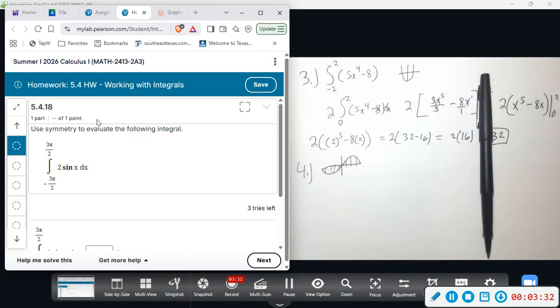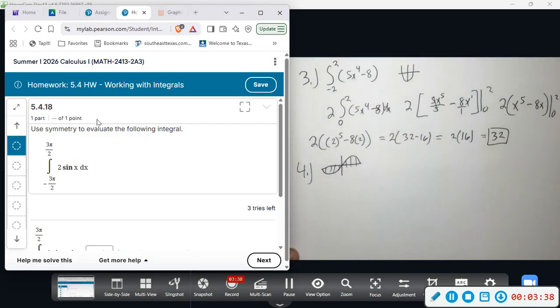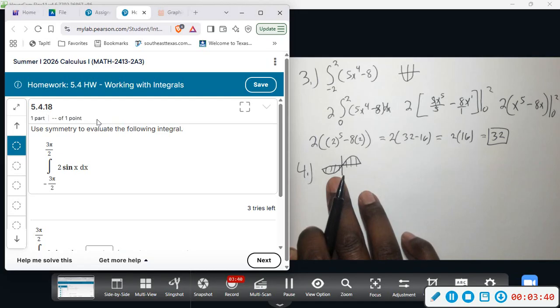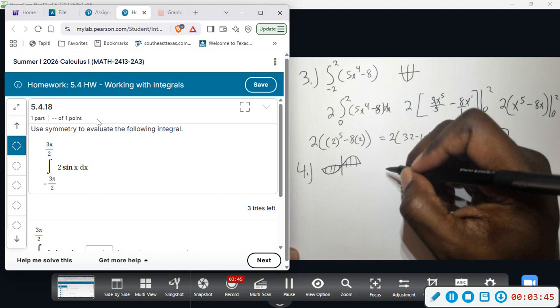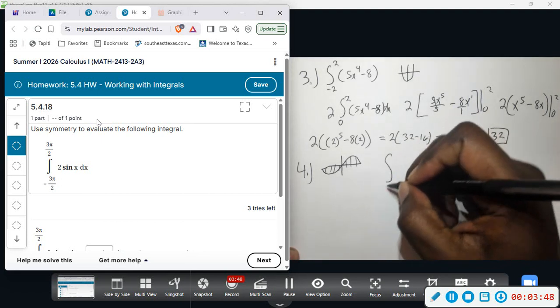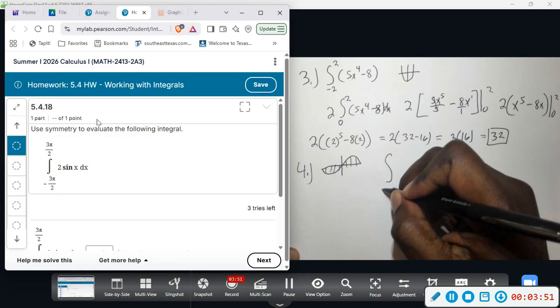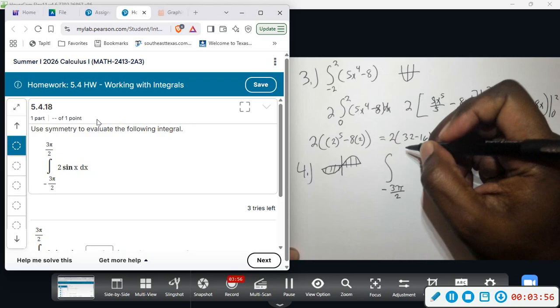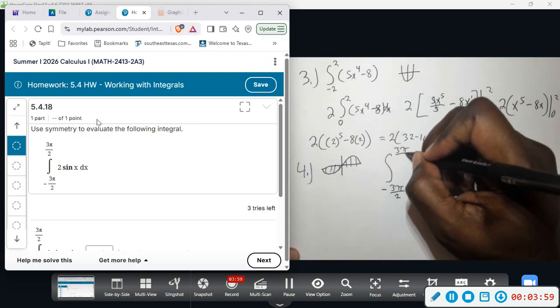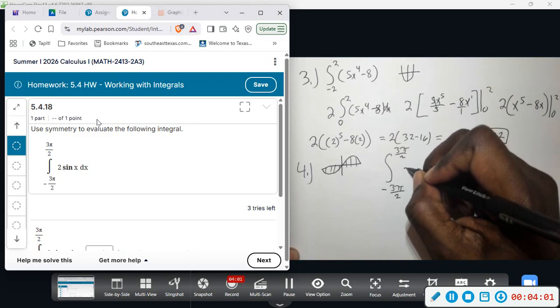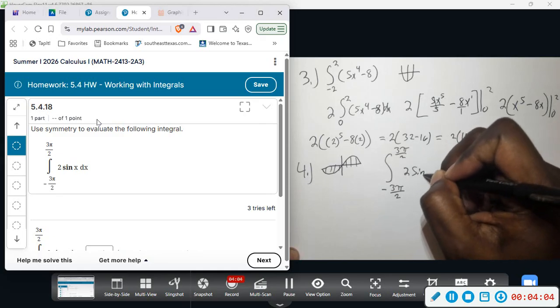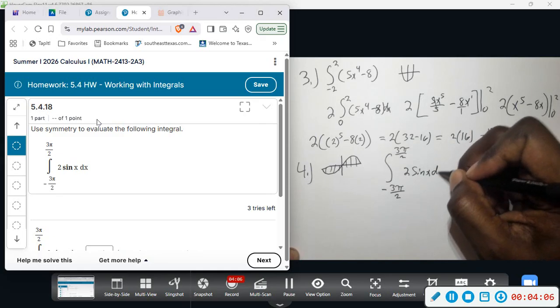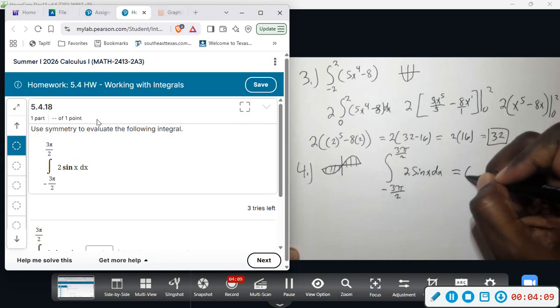I also believe in your trig cheat sheet, if you want to check that, it shows you the symmetry of the trig functions. So this is an odd function. And so what we know about odd functions is that if we are evaluating from -a, which in this case is 3 pi over 2, up to 3 pi over 2 of some function, 2 sine x dx, being that it's odd, we know that's going to be 0.